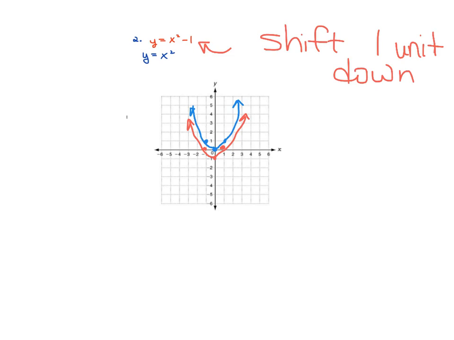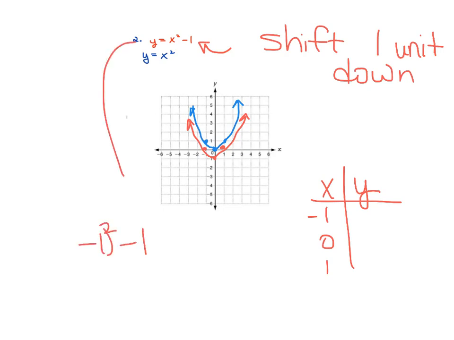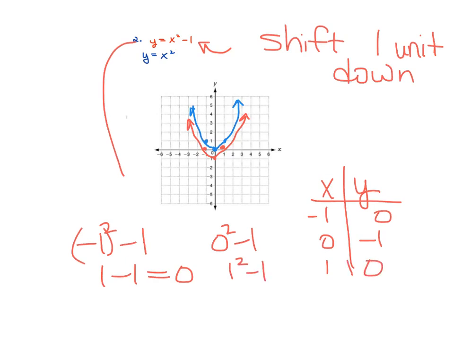Always remember though, let's say you blank out, you can always make a table of values. You can plug in -1, 0, and 1 into this. So -1 squared minus 1 gives you 1 minus 1, which is 0. Then plug in 0: 0 squared minus 1 is -1. 1 squared minus 1 again is 0. So you can always quickly make a table of values for the new function. However, remember, time is going to be of the essence. So as long as you memorize the parent, it makes it a little bit faster.